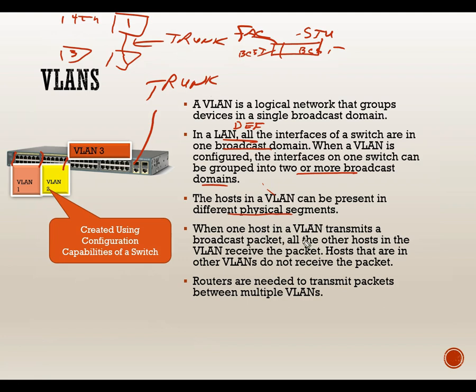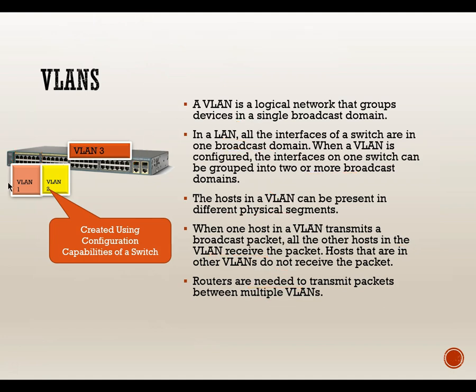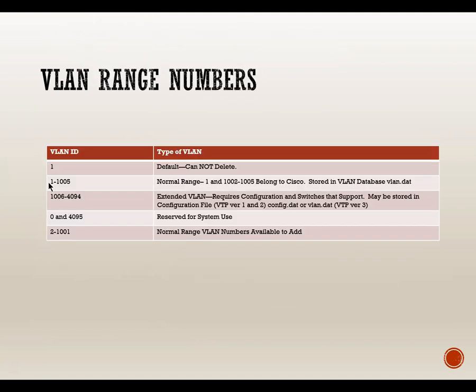When one host in a VLAN transmits a broadcast packet, all the other hosts in the VLAN receive the packet. Hosts in other VLANs don't receive it. Routers are needed to transmit packets between the multiple VLANs, and we've talked about that. So we have VLANs, virtual LANs, and we need routers to communicate between them.